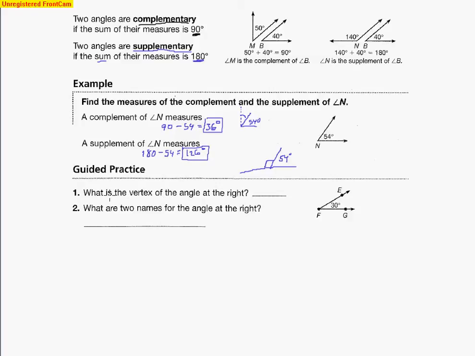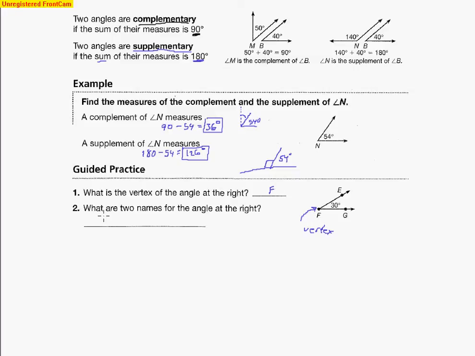So here they're asking us for the vertex of the angle at right. And so the vertex is where the two rays come together, or the endpoint of the two rays. So our vertex is this point right here. And so we just name that point by just writing the letter F. That represents the vertex in this case.